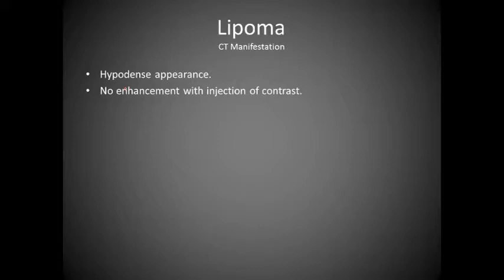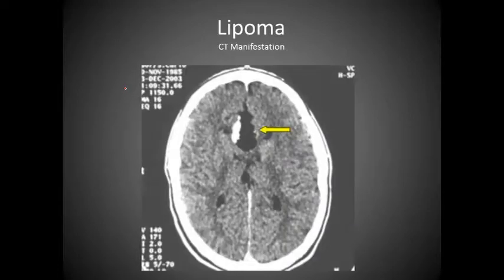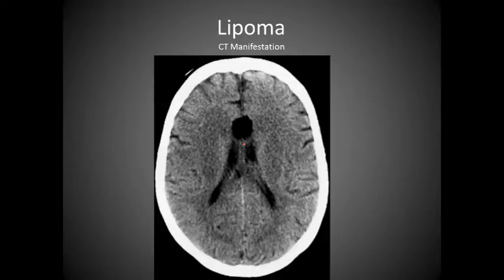We see that they are hypodense in appearance, meaning that they are black, and they show no enhancement with injection of contrast. So they just pretty much look stationary in appearance. So here we have a lipoma, and notice that we have calcifications on the inside of it. It's hypodense, and it looks to be in the midline, and doesn't look like a mass at all. It just looks like an area of decreased brain attenuation.